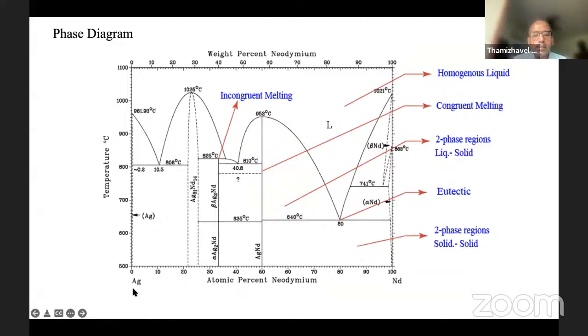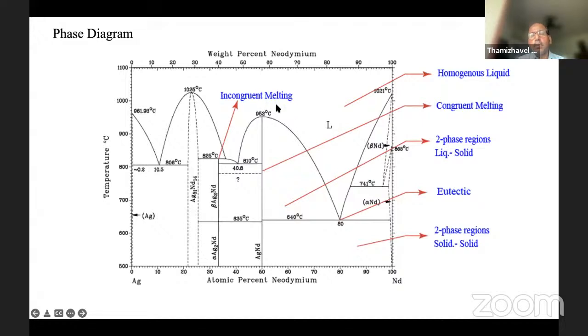If you consider the phase diagram of silver and neodymium at 1:1, at 50-50 concentration of silver and neodymium, you see that this 1:1 silver neodymium melts at 952 degrees centigrade. If you heat it above this melting point, everything will be liquid. And when you cool down, it crystallizes in the same composition. It doesn't dissociate into any other phases. On the other hand, if you take silver and neodymium in the ratio 2:1, if you go to the melting point and come back, it dissociates into multiple phases. So this is incongruent melting.